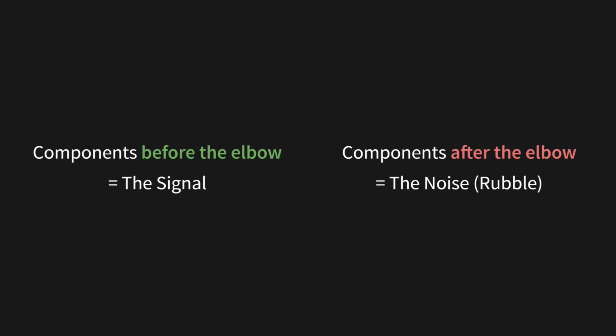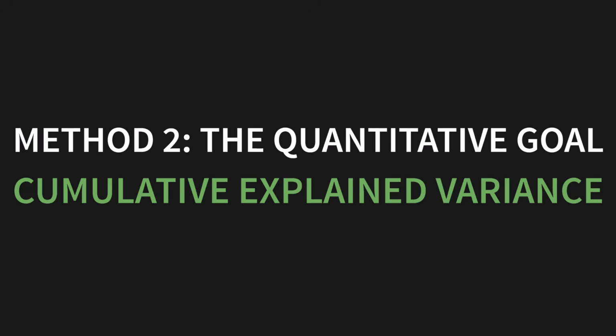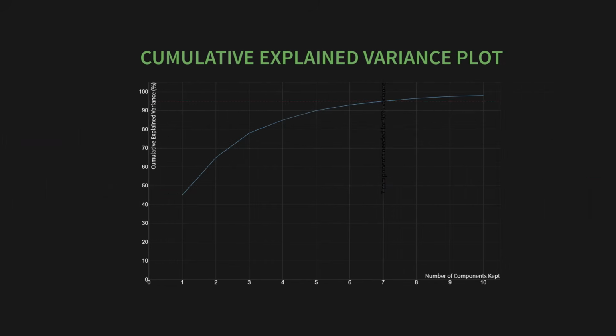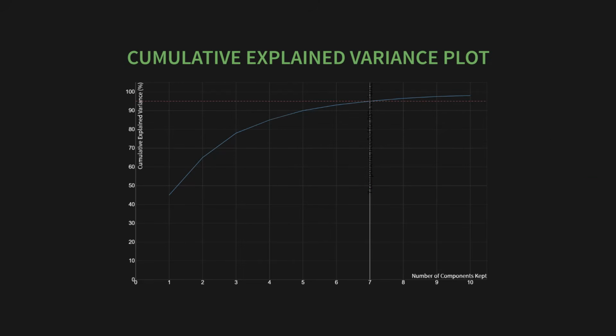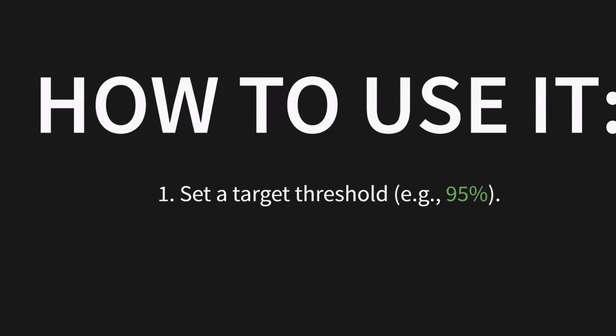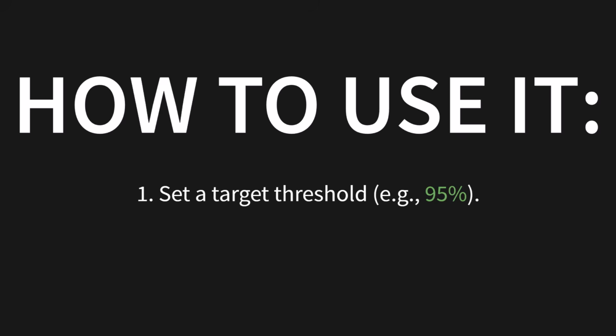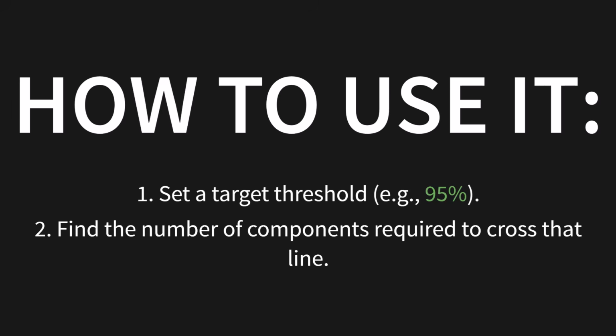Okay, the visual method is great, but sometimes you need a more quantitative goal. For that, we use the cumulative explained variance plot. Here's what that looks like. Instead of plotting each component's variance by itself, we plot the running total. And how do you use it? It's simple. First, you set a target threshold. A really common one is 95%. Then, you just find the number of components required to cross that line.